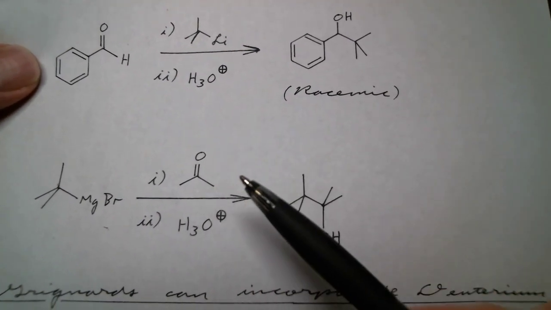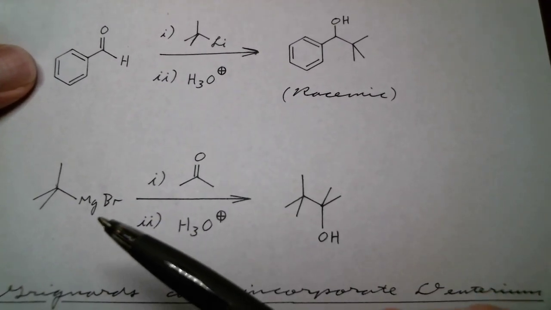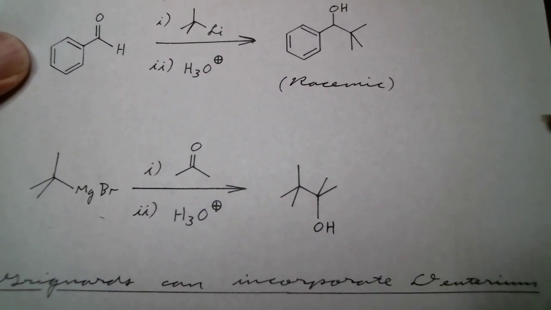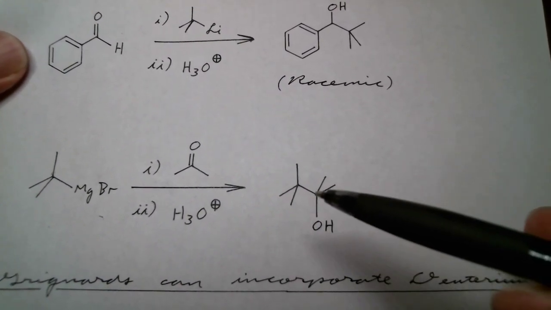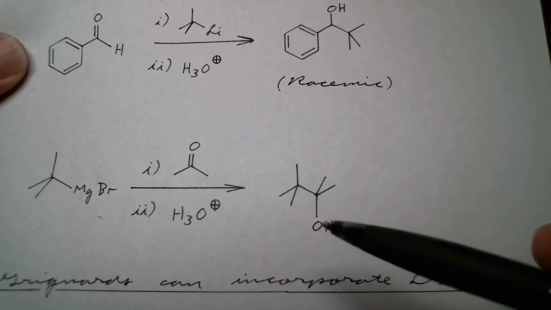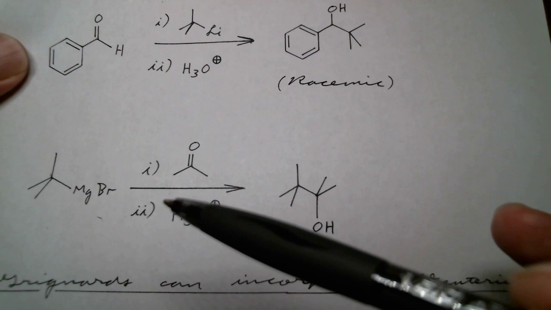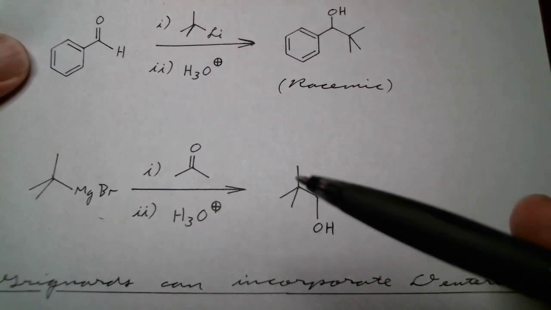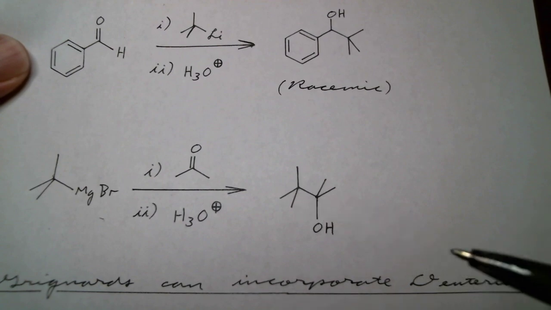How about this? This is acetone, and this is tert-butyl magnesium bromide followed by aqueous acidic workup. Well, we draw the acetone part again, except instead of a double bond to oxygen, we put a single bond and it becomes an OH. And then what was bonded directly to the magnesium? That carbon, and it's bonded to 3 other carbons.